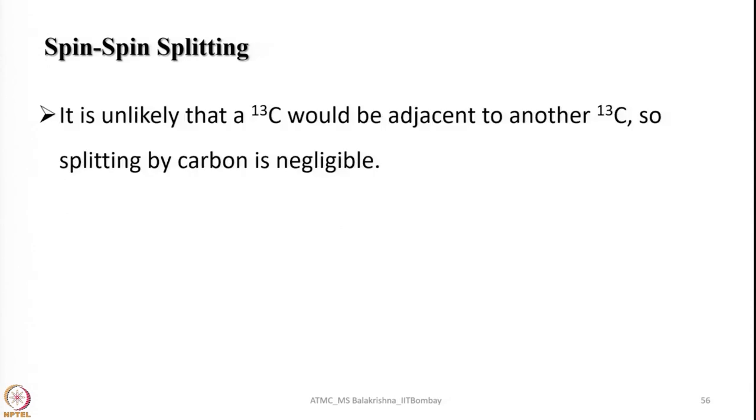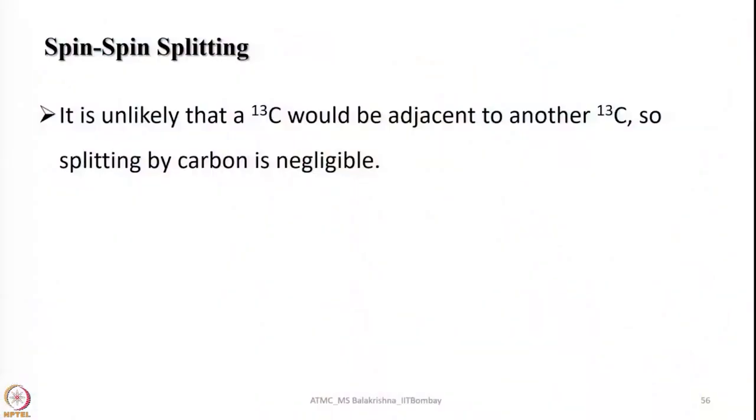Again, look into spin splitting here. It is unlikely that a 13C would be adjacent to another 13C, so splitting by carbon is negligible. That means carbon-carbon splitting, normally we don't come across unless it is an enriched sample. For example, if I take methanol, all carbon atoms are 13C in such molecules. Like ethanol, if I take CH3CH2OH, all CH3CH2 have 13C, then probably you can see coupling.